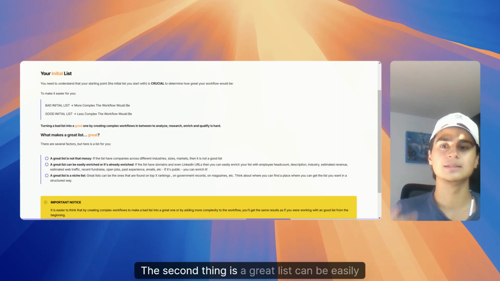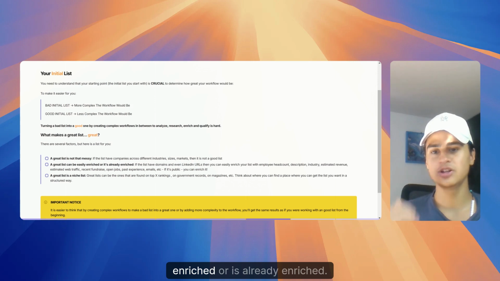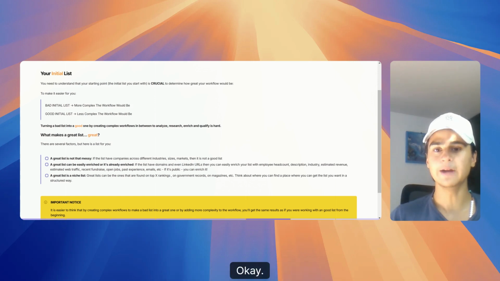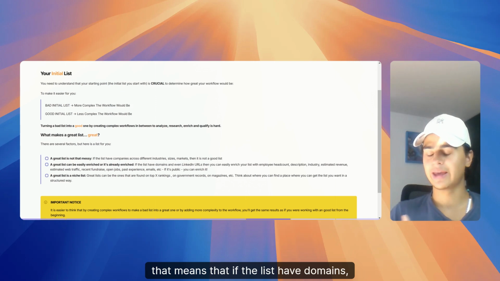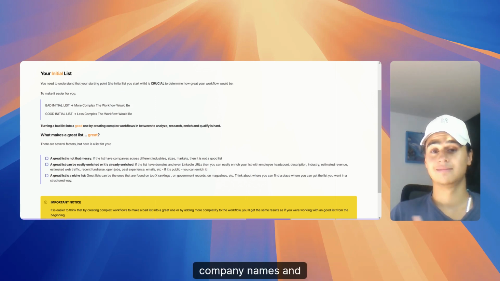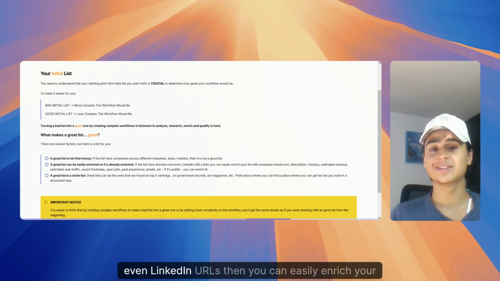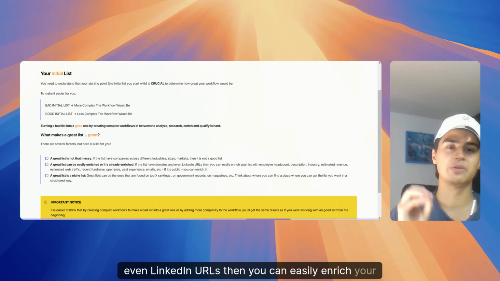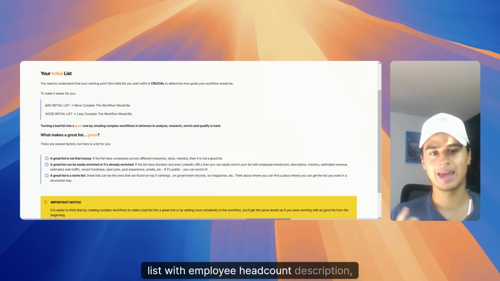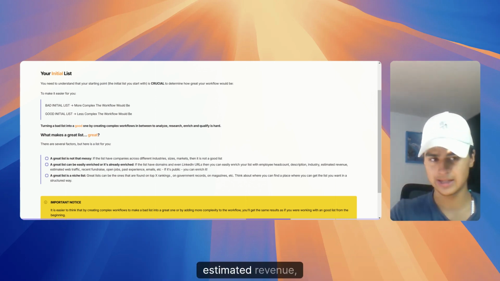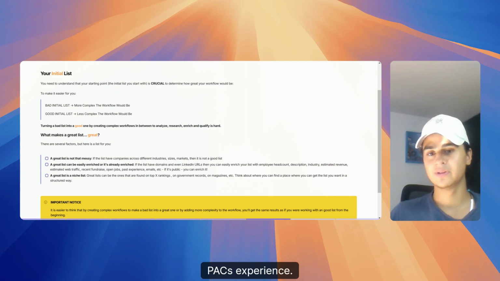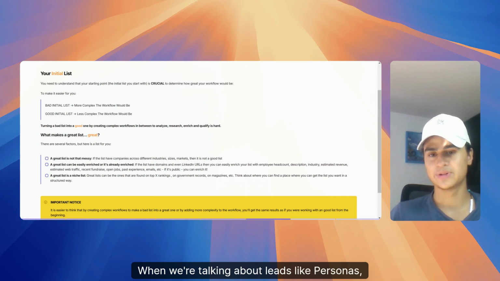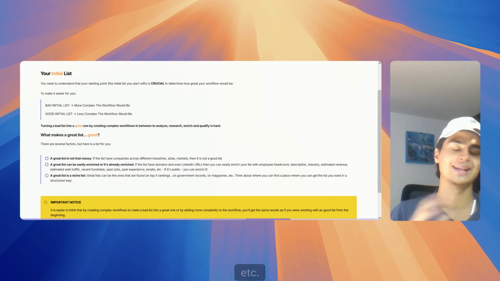The second thing is a great list can be easily enriched or is already enriched. Okay, and that means that if the list has domains, company names, and even LinkedIn URLs, then you can easily enrich your list with employee headcount, description, industry, estimated revenue, estimated web traffic, fundraising, open jobs, past experience when we're talking about leads like personas, emails, phone numbers, etc.